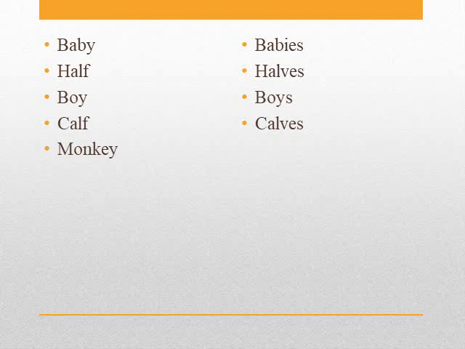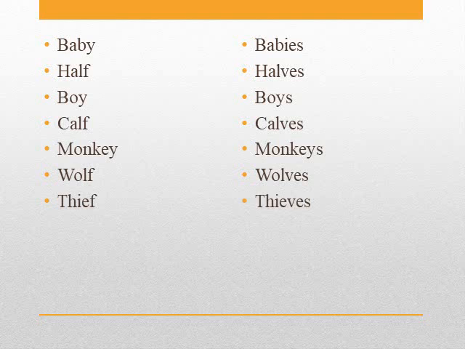And then we have the word monkey. So because we have another vowel before the Y, we would change that into monkeys. Monkeys. And then we have wolf, which would be, since we have another F, wolves. Wolves. And then we have thief, again ending with an F, so we would change that into thieves. Thieves.